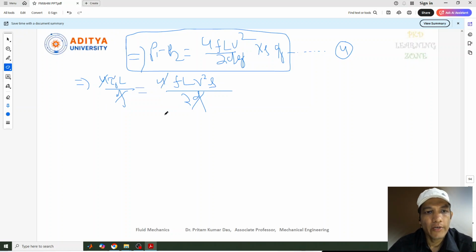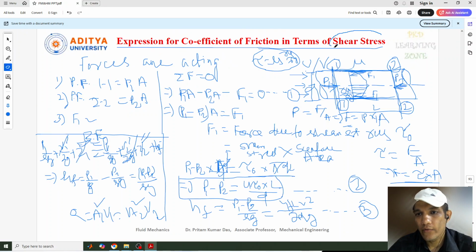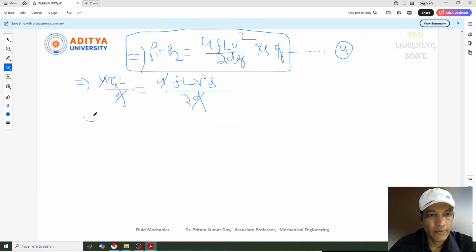Now, as I told you, we need to find the coefficient of friction in terms of shear stress. So we keep the shear stress, tau naught, on one side, and L will also be cancelled. Now what is the final value? Tau naught equal to f V square by 2, and rho is there also. So tau naught equal to rho f V square by 2. This is the expression for the shear stress in terms of the coefficient of friction.